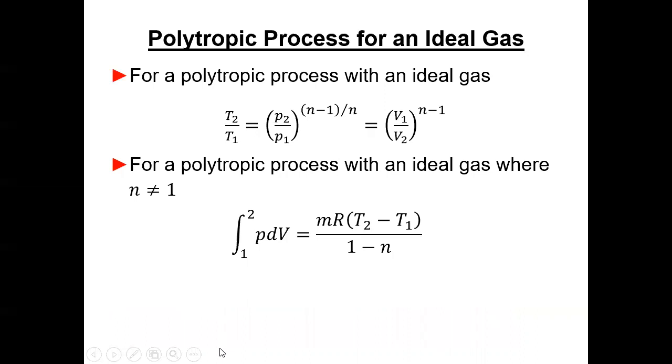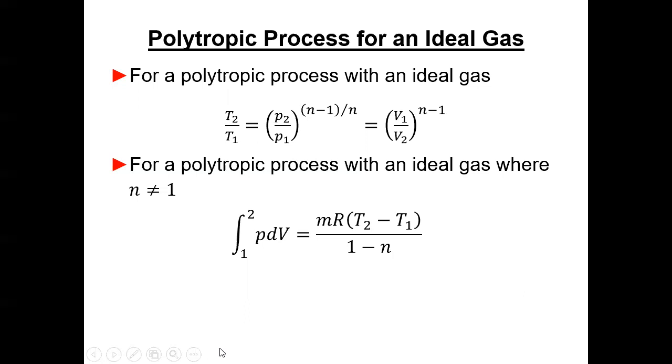Okay, so polytropic process for an ideal gas. These are not too hard to derive, but I didn't go through the derivation. You can see the relationship T2 over T1 is equal to P2 over P1 raised to the power n minus 1 over n. And T2 over T1 is also equal to V1 over V2 raised to the n minus 1. So in working problems, depending on what you're given, you can juggle these things left, right, and sideways, okay?